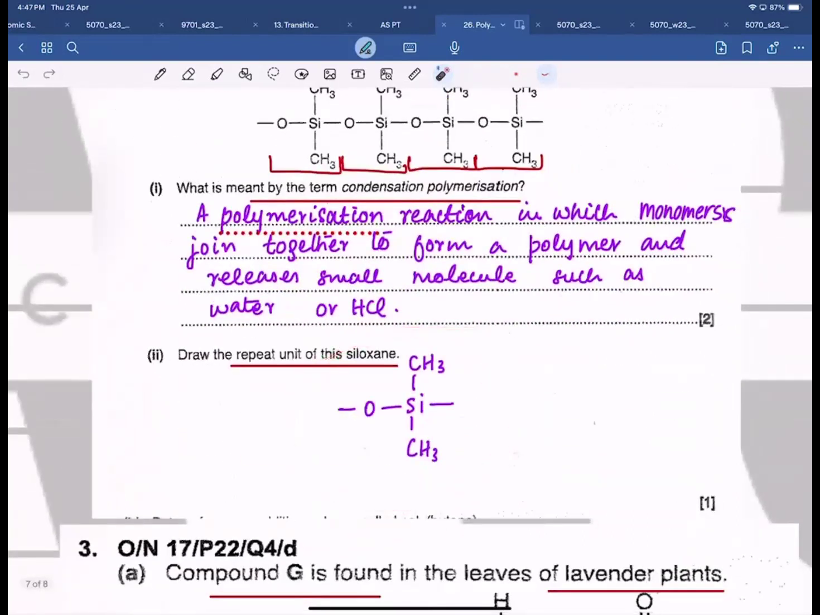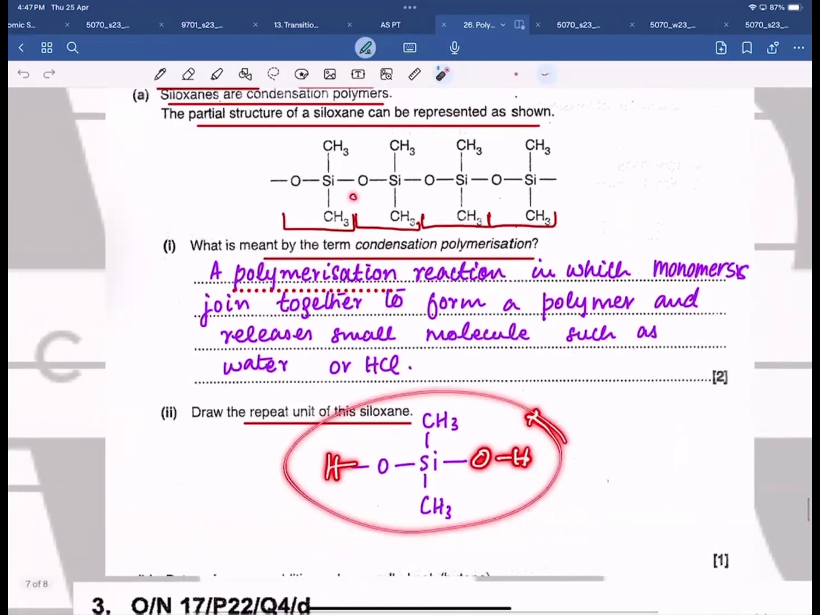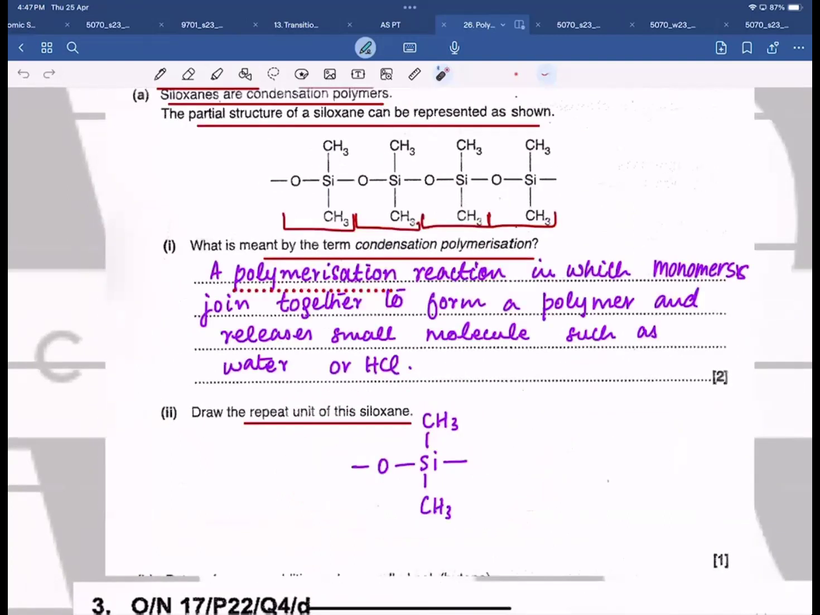But instead of the repeat unit, if they ask you to draw the monomer, what I do is put an H over here and an OH over here, then it would be the monomer, because it's a condensation polymerization, right? They have mentioned over here that it's a condensation polymerization. Till here, is this clear?